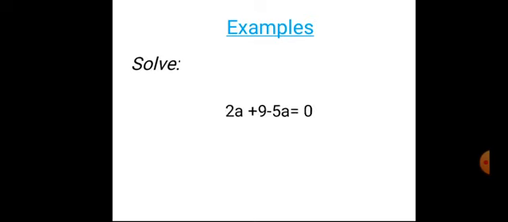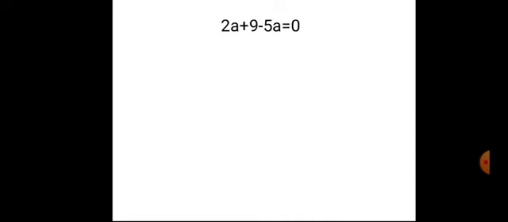We have to solve 2a plus 9 minus 5a equals 0. And question 2, solve 12 minus 3m equals 2m minus 3. So let's go to the solution board. 2a plus 9 minus 5a equals 0. We are having a 2a and minus 5a at the left hand side already. So it's advisable we leave those ones. You don't need to move. But the positive 9, try to move it to the other side.